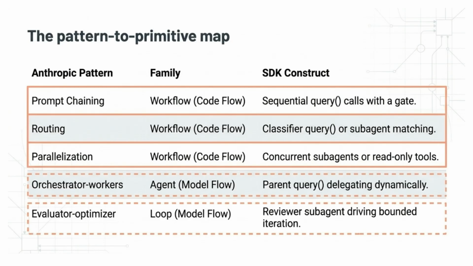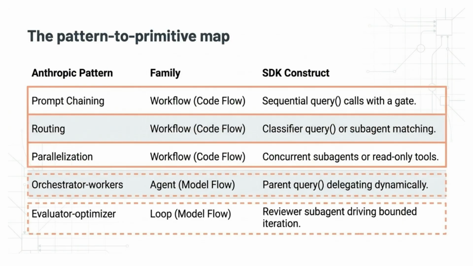The pattern to primitive map. Here is the whole mapping in one view. Each pattern, the SDK construct that implements it, and which family it belongs to. Prompt chaining is a workflow built from sequential query calls with a programmatic gate between steps, or expressed as a multi-step skill. Routing is a workflow built from a small classifier call that picks the model or prompt, or from subagent description matching that lets the model route by delegating.